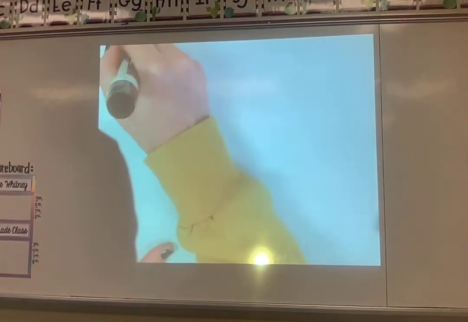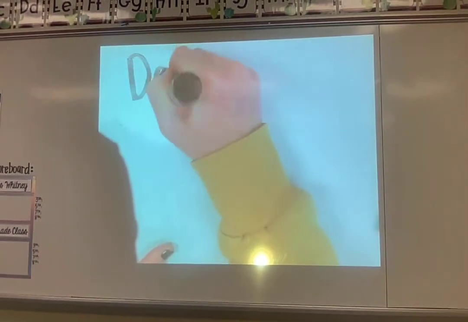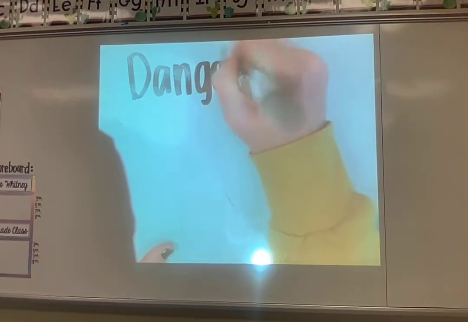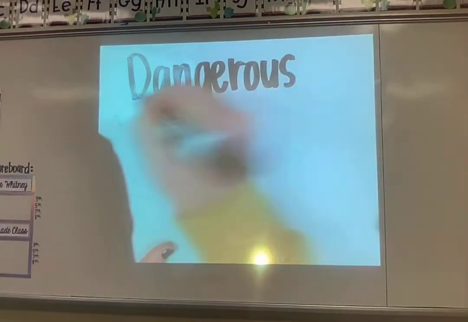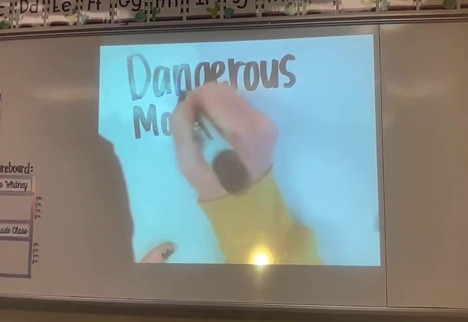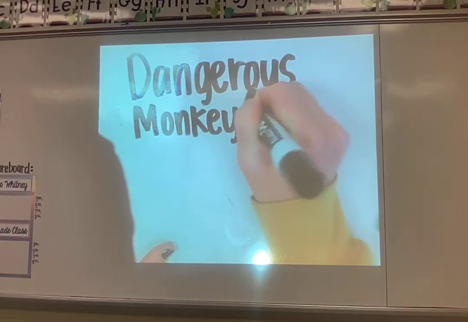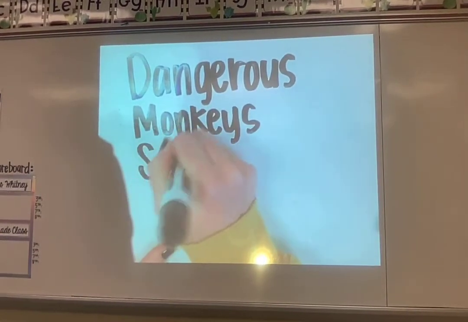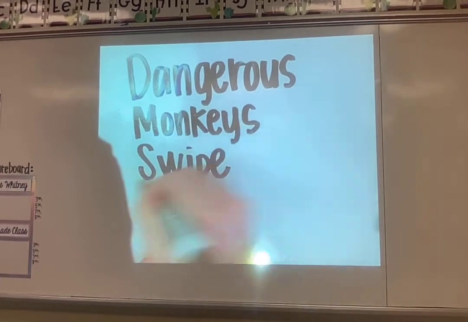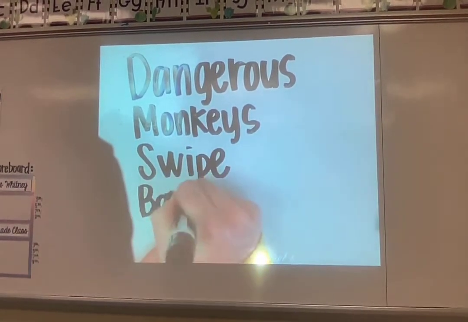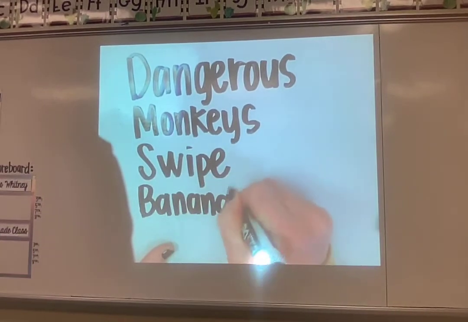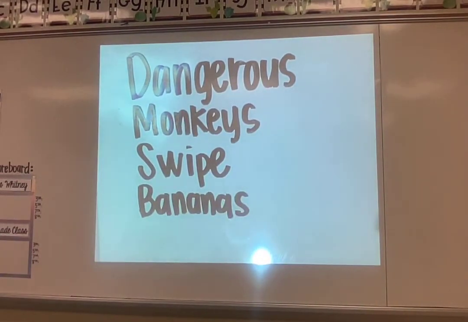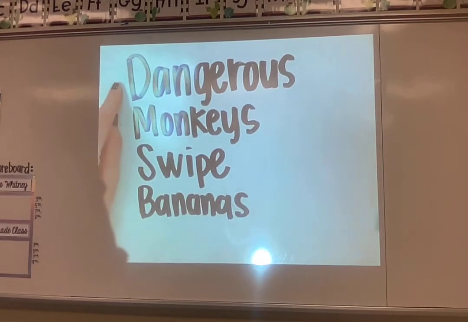Remember, when we are doing long division, we are going to use the saying, dangerous monkeys swipe bananas. If we use this saying, dangerous monkeys swipe bananas, we will be able to do long division with any long division problem. Okay? Dangerous stands for divide.